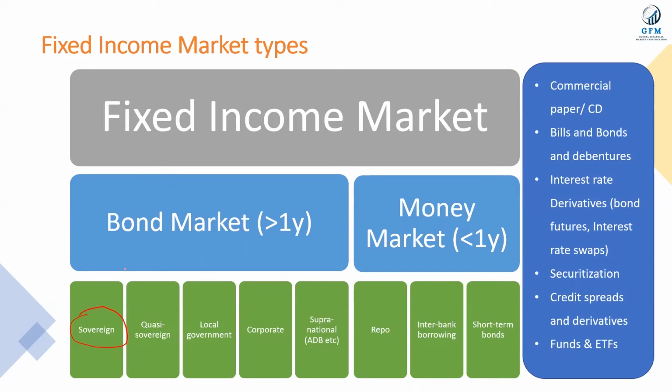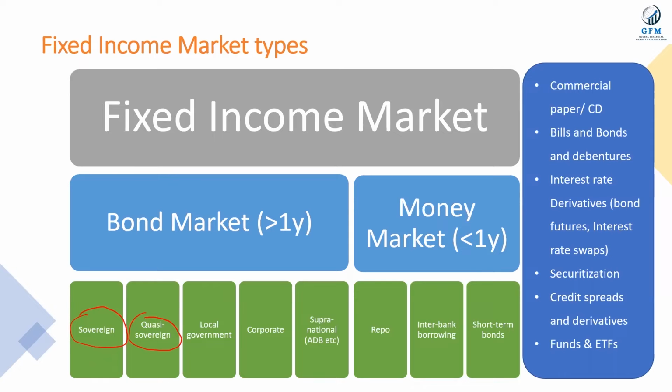Then another kind of instrument available is quasi-sovereign. Quasi-sovereign instruments are those where semi-government kinds of entities are participating. For example, in the US market, there are housing finance agency companies like Fannie Mae and Freddie Mac. These are almost like government agencies, and they issue bonds that are traded in the market, and they are quasi-government instruments.